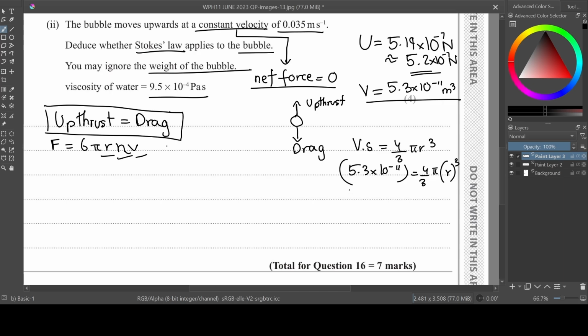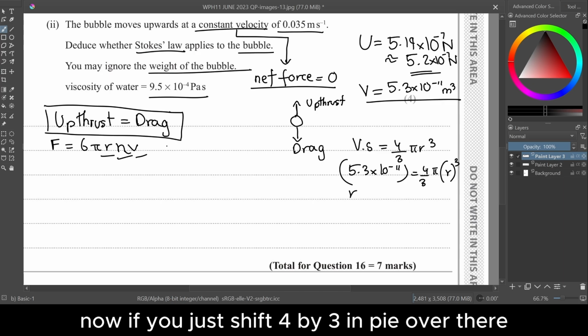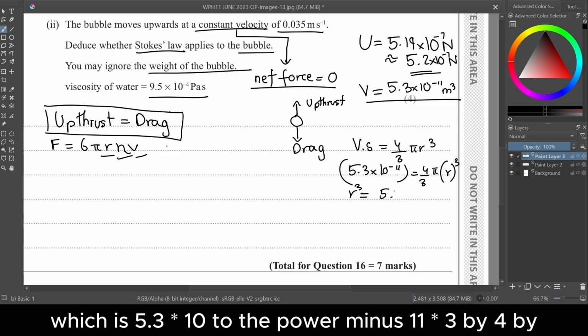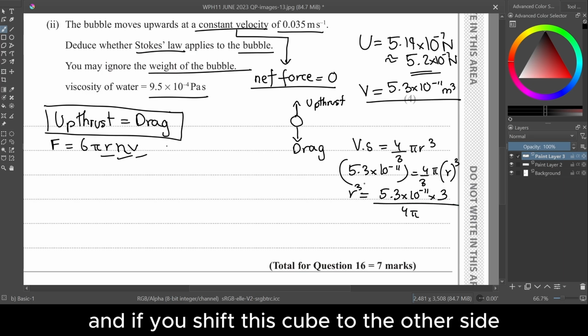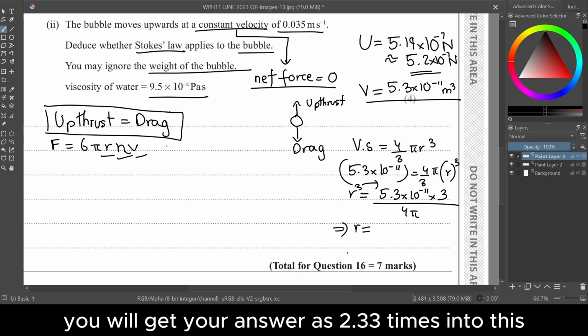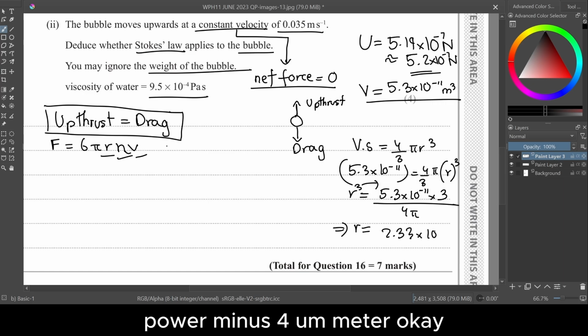Now if you shift 4/3 and π over, it will look like this: 5.3 times 10 to the power minus 11 times 3 by 4π, and if you shift the cube to the other side, it becomes a cube root. If you solve the cube root of all of this, you will get your answer as 2.33 times 10 to the power minus 4 meters.